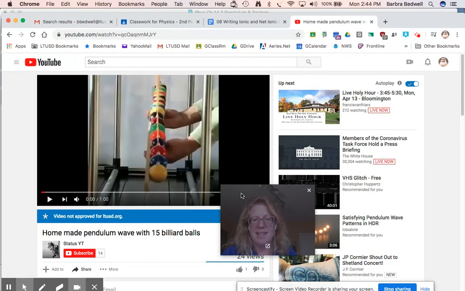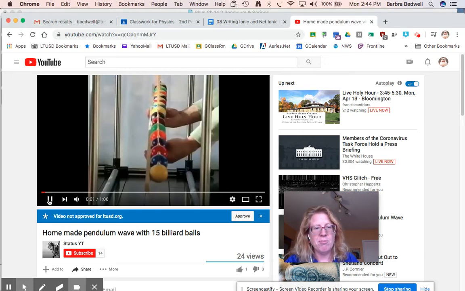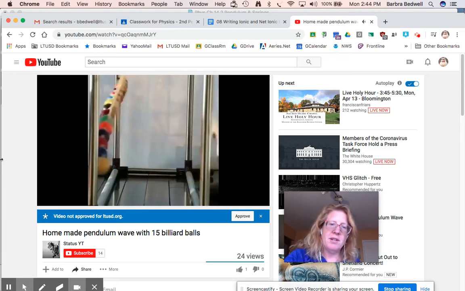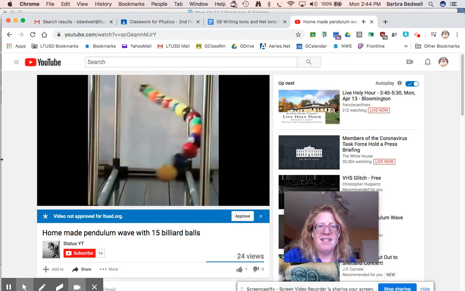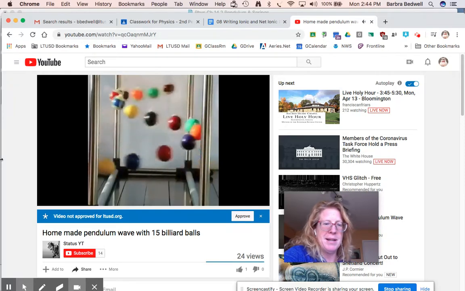So let's take a look at this pendulum wave. It's kind of cool how this thing works. This is a set of pendula. So take a look at what he's done here. He's got a bunch of billiard balls, and each billiard ball is strung by a different length string. It's kind of mesmerizing to watch this. So I'm going to let this play. It's about a minute long.